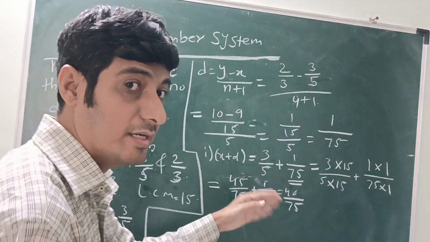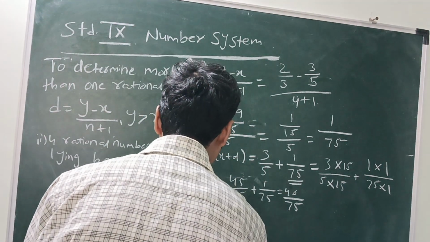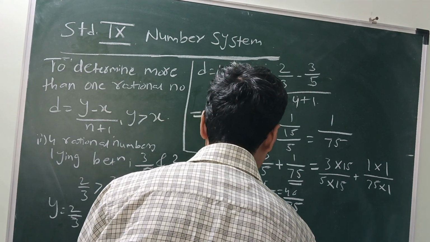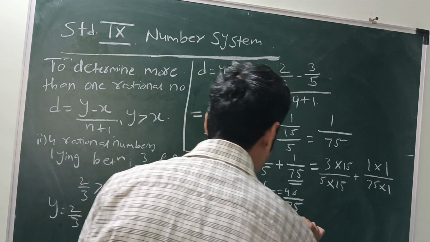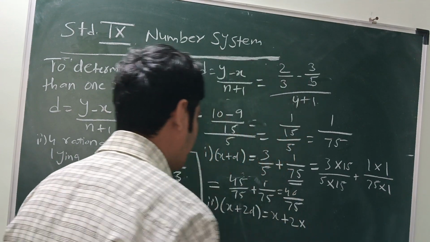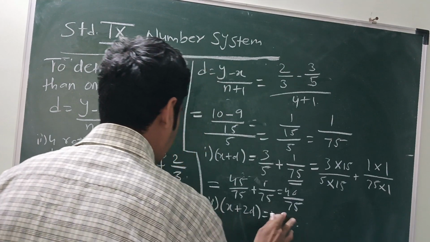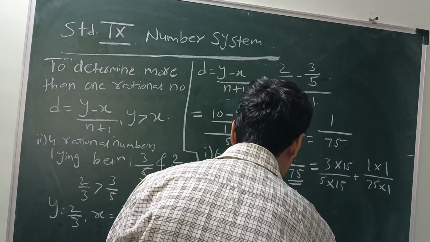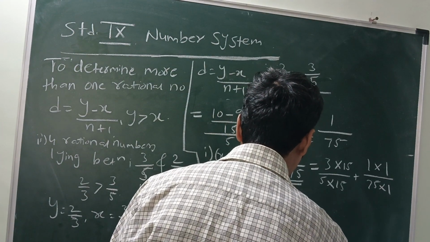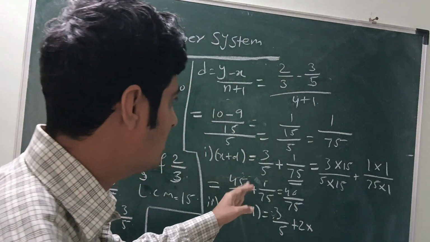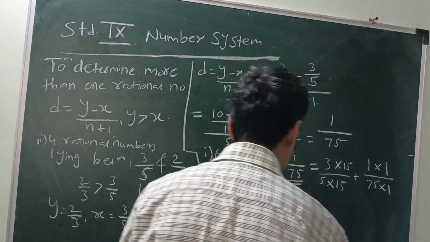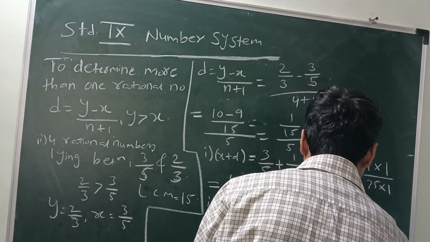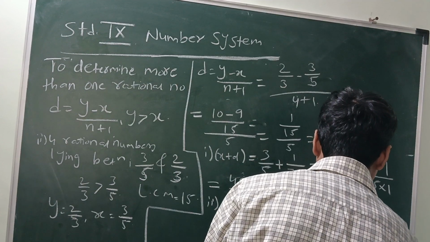Similarly, we have to find the second rational number. The second rational number will be x plus 2d, which is equal to x plus 2 multiplied by d. The value for x is 3 upon 5, plus 2 multiplied by the value for d, which is 1 upon 75, which is equal to 3 upon 5 plus 2 upon 75.